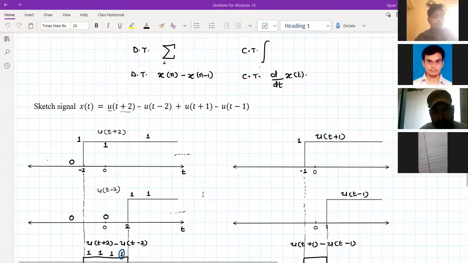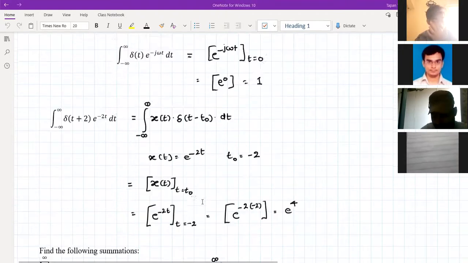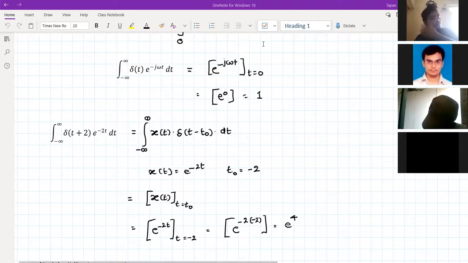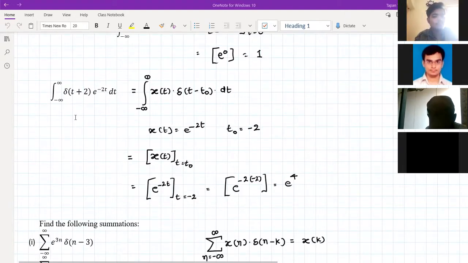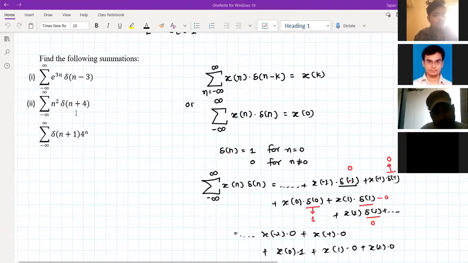Good morning, students. Welcome to this tutorial of signals and systems. In the previous session, we studied the evaluation of integrals which involve the unit impulse function. It may be the original unit impulse function, or it may be a shifted version. We did the evaluation in continuous time, and then we calculated it in discrete time also, right?